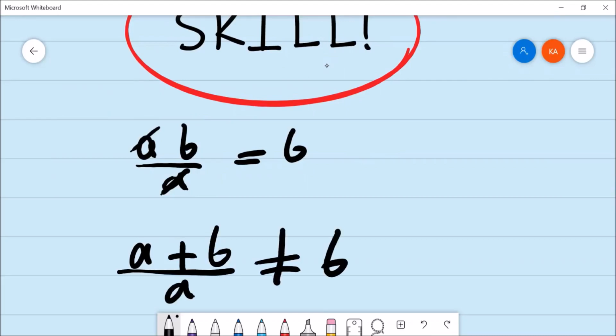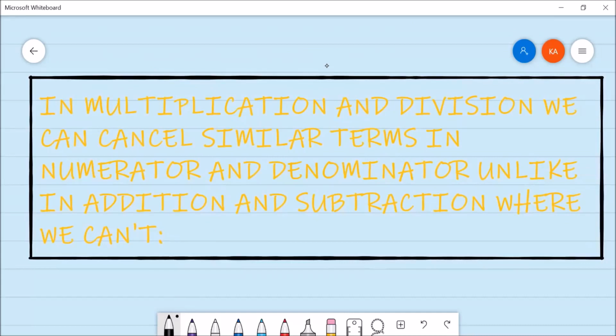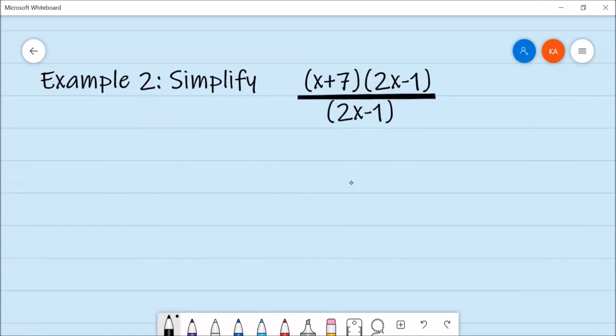It doesn't equal B. So the conclusion is, in multiplication and division, we can cancel similar terms in the numerator and denominator, unlike in addition and subtraction, where we can't. Here, we have a common factor in the numerator and denominator, so we cancel it. Then we get the final answer, which is x plus 7.